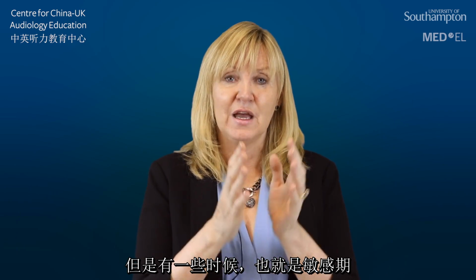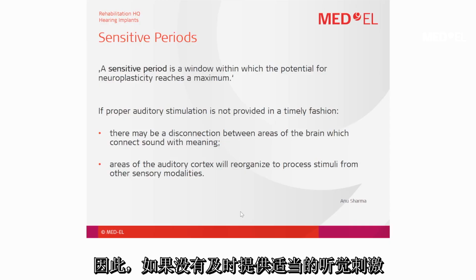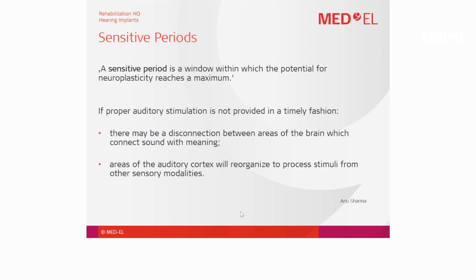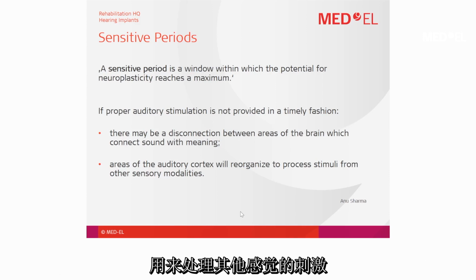Let's talk about sensitive periods now. A sensitive period is a window within which the potential for neuroplasticity reaches a maximum. So we've said that the brain changes and reorganizes itself right throughout our lifetime. But there are some times in which there is a sensitive period when the potential for that neuroplasticity is at its highest. So if proper auditory stimulation is not provided in a timely fashion, there can be a disconnect between areas of the brain which connect sound with meaning, and areas of the auditory cortex will reorganize themselves to process stimuli from other sensory modalities.